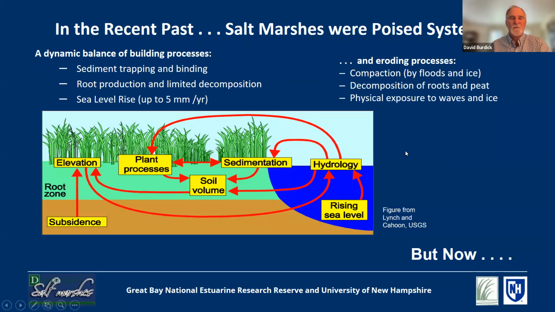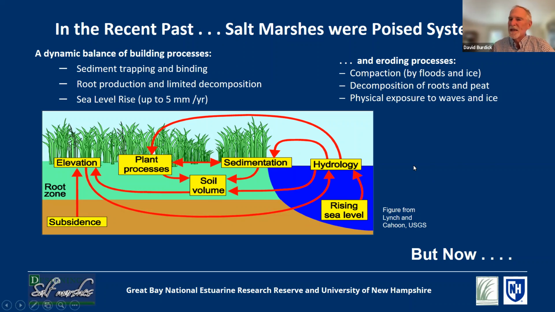So it's a huge contribution. Most of it gets respired, but some of it doesn't. And as sea level rises, that portion that doesn't get respired is saved as peat and saved as reduced carbon. So it's a blue carbon source. And then of course we have eroding processes, just compaction, decomposition of the organic matter, and physical exposure.